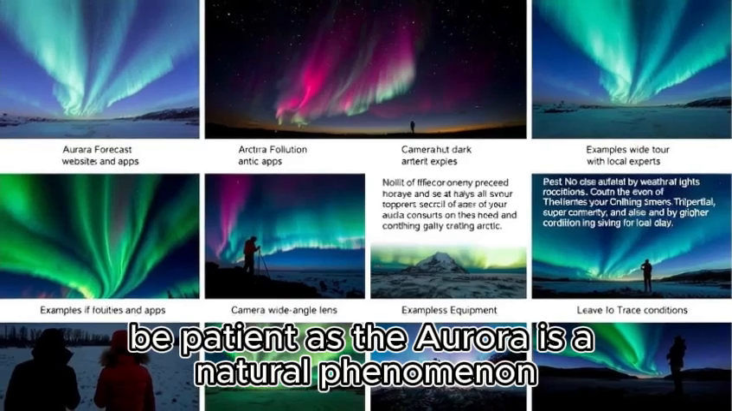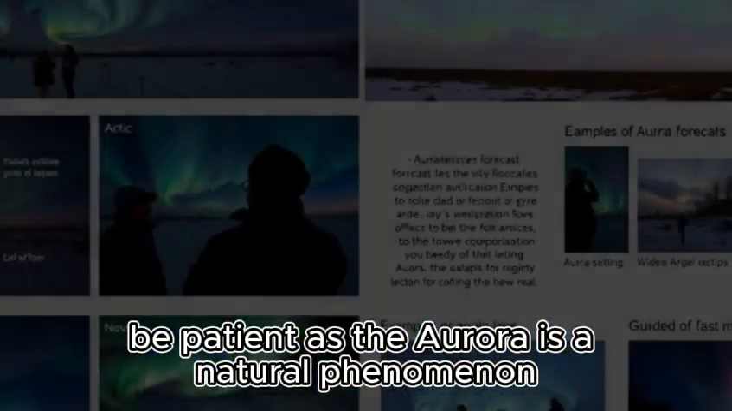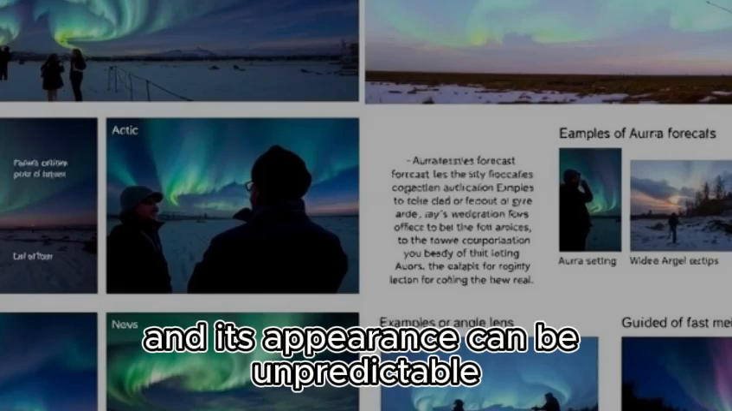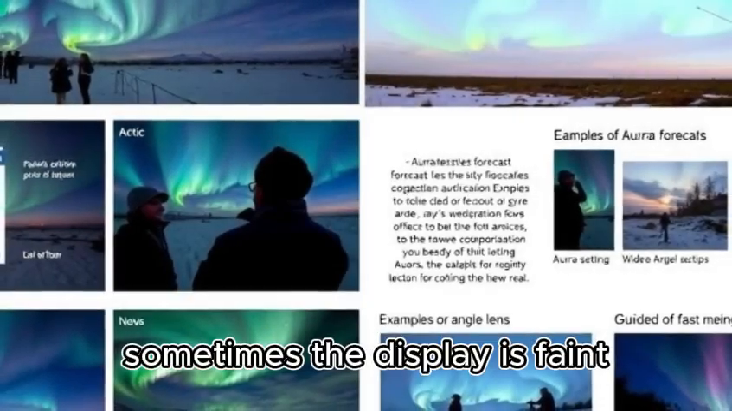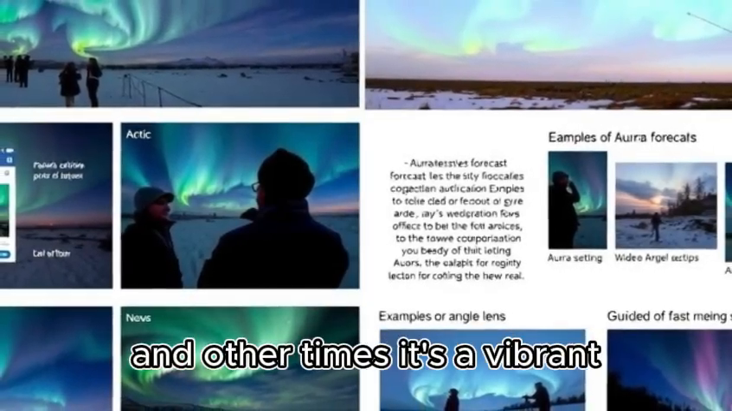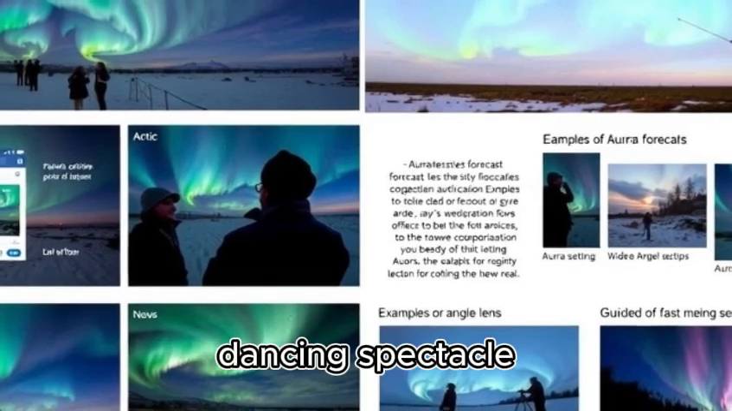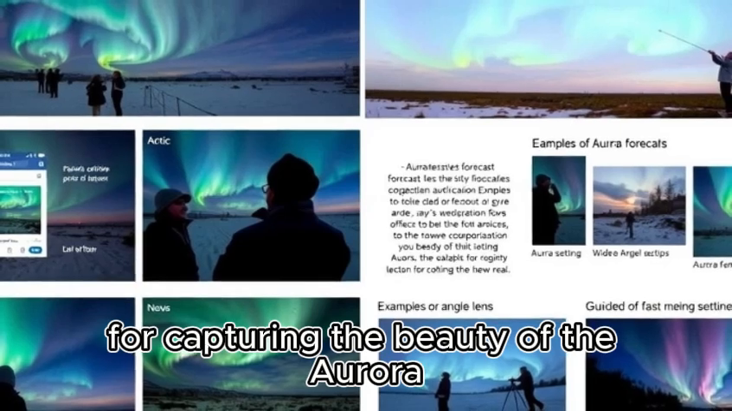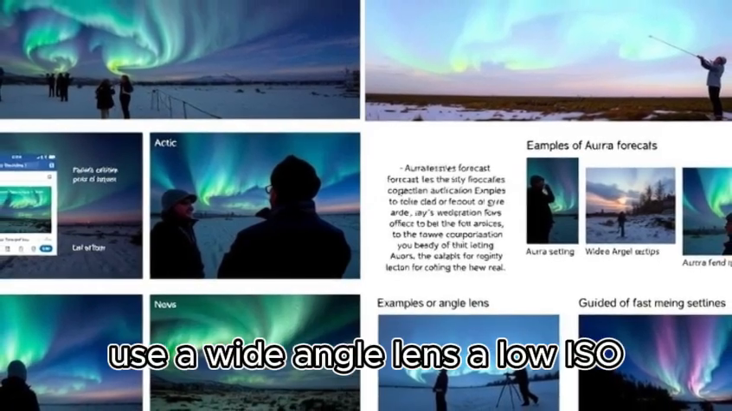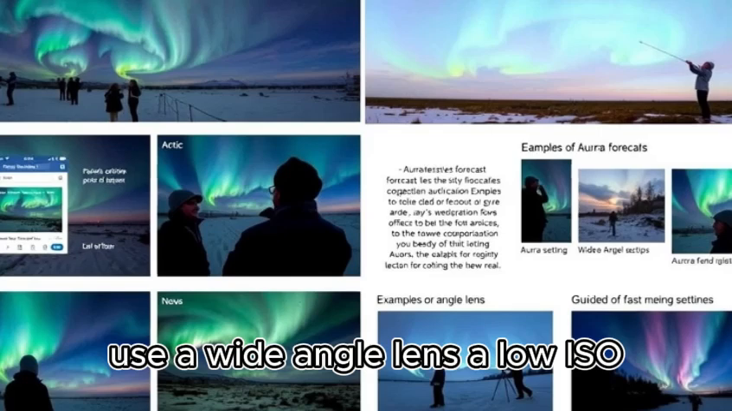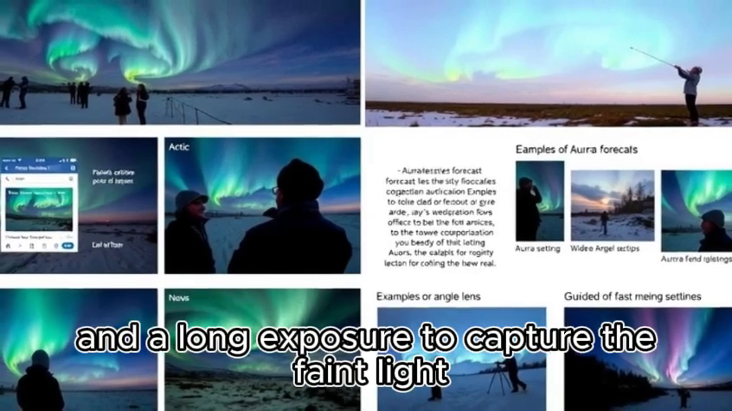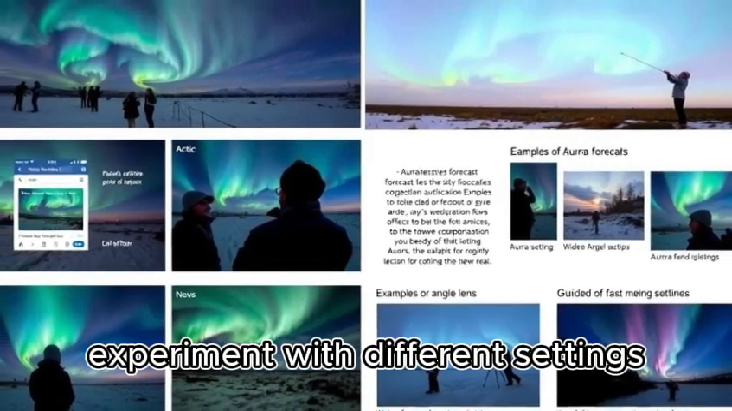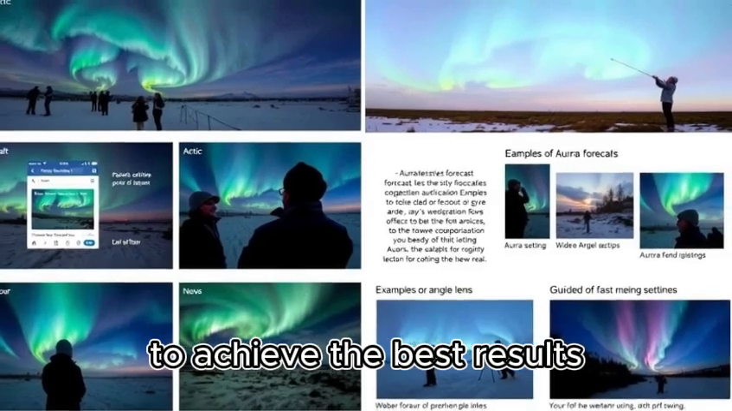Be patient, as the aurora is a natural phenomenon and its appearance can be unpredictable. Sometimes the display is faint, and other times it's a vibrant, dancing spectacle. Bringing a good camera and a tripod is essential for capturing the beauty of the aurora. Use a wide-angle lens, a low ISO, and a long exposure to capture the faint light. Experiment with different settings to achieve the best results.